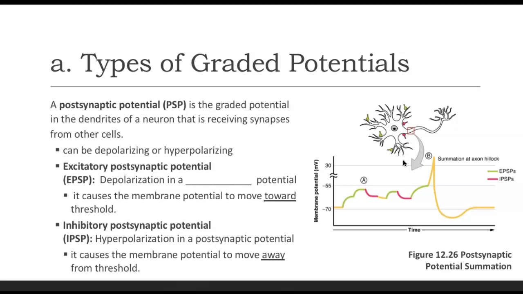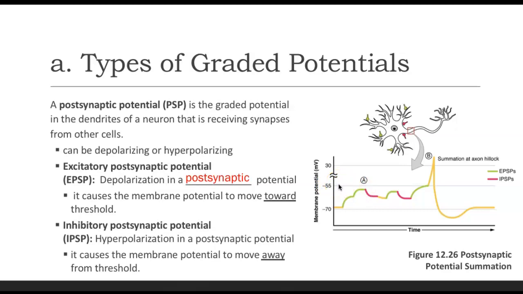Now, a postsynaptic potential is a graded potential in the dendrites of a neuron that is receiving synapses from other cells. So we can see that by these axon terminals here at these dendrites in the green. If we have an excitatory postsynaptic potential or an EPSP, this is depolarizing. So depolarization is happening within the postsynaptic potential, and you can see these in green on our graph. And again, at the green of these axon terminals synapsing onto the dendrites, and this causes the membrane potential to move toward the threshold. So let's say that threshold is at -55.